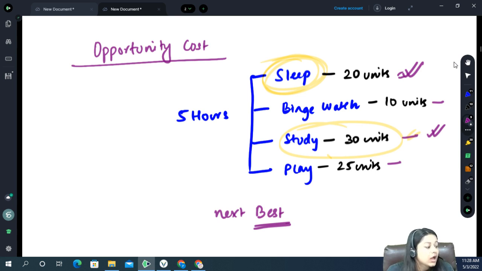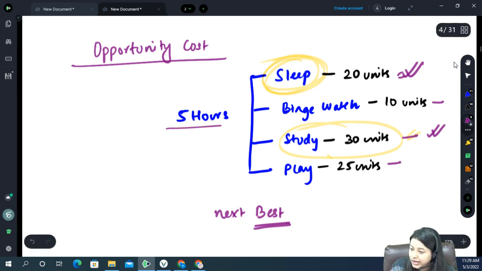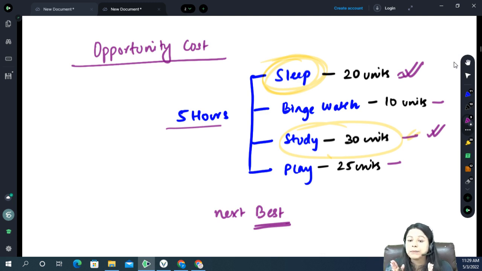Clear to everyone. This concept, if you clear it from day one, you will never face difficulty related to opportunity cost anywhere you go. So sleeping for my 5 hours is the same for all, right? I will sleep for 5 hours, or I will binge watch for 5 hours, or I will study. I'm not talking about allocation. I'm not talking about 2 hours of sleep and 3 hours of study. I'm talking about the entire 5 hours, what I will do.